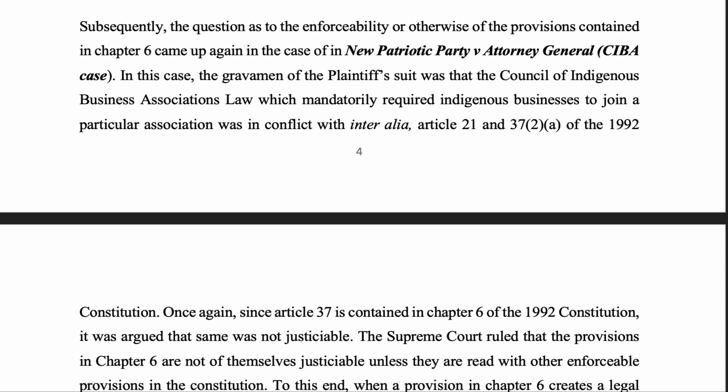Subsequently, and I'm reading, subsequently, the question as to the enforceability or otherwise of the provisions contained in Chapter 6 came up again in the case of New Patriotic Party versus Attorney General, the Siba case. In this case, the gravamen of the plaintiff's suit was that the Council of Indigenous Business Associations law, which mandatorily required indigenous businessmen to join a particular association, was in conflict with inter alia Article 21 and Article 37(2)(a) of the 1992 Constitution. Once again, since Article 37 is contained in Chapter 6 of the Constitution, it was argued the same was not justiciable.